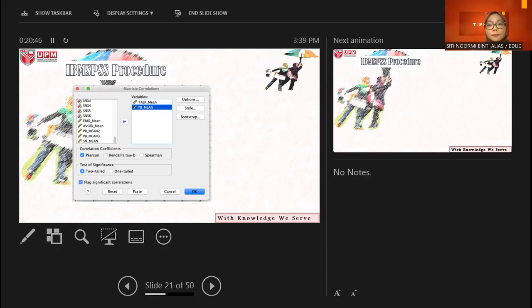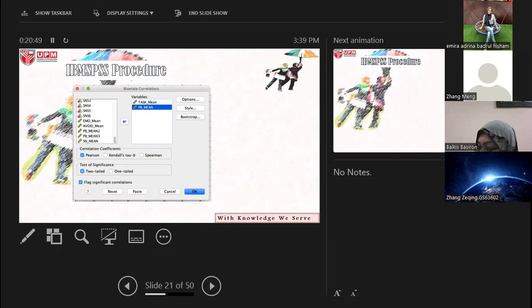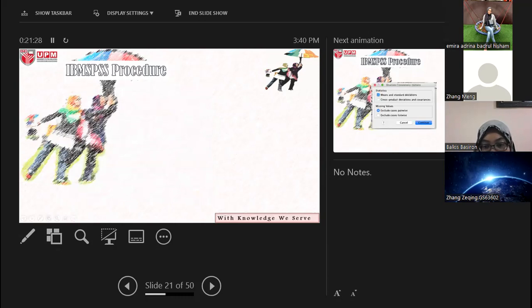Done? Okay, then make sure, under the correlation coefficient, you tick for Pearson, and test of significance depends on your research hypothesis. Either it is two-tailed or one-tailed. Make sure this test of significance you tick according to the direction of your research hypothesis. Check your research hypothesis, either it is one-tailed or two-tailed. And then you tick for flag significant correlation. Okay, so then click OK.